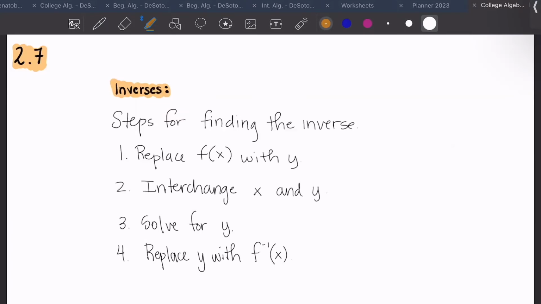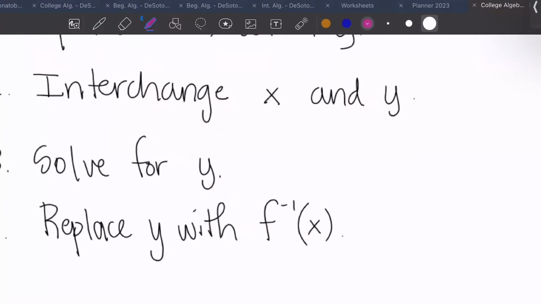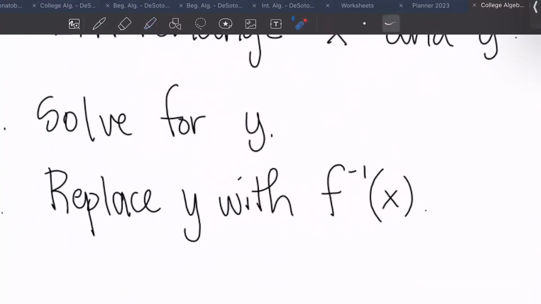Right, section 2.7 is all about finding inverses. There are several steps that we're going to take to find these inverses. The first step is we're going to replace f of x with y, and then we're going to interchange x and y, meaning wherever there's an x, we're going to write y, wherever there's a y, we're going to write x. Then we're going to solve for y, and then our last step will replace y with f of negative 1 of x.